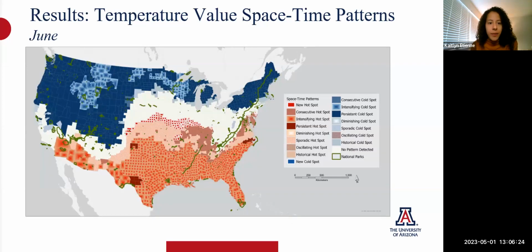Here's my June temperature map. This is where you can see hotspots and consecutive hotspots, new hotspots, and intensifying hotspots, all showing up throughout the South and the Southwest. And again, the June temperature values were the one variable where I did see a statistically significant increase across the entire contiguous United States on average. But here it is laid out spatially, where this is occurring.